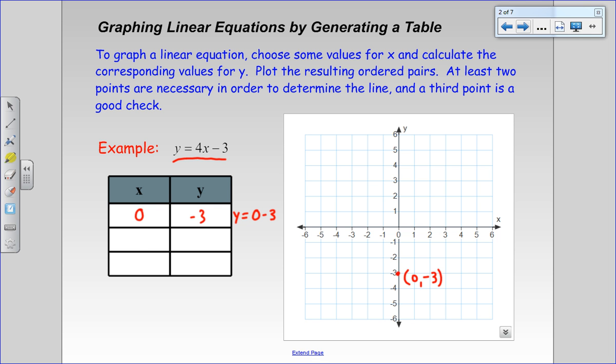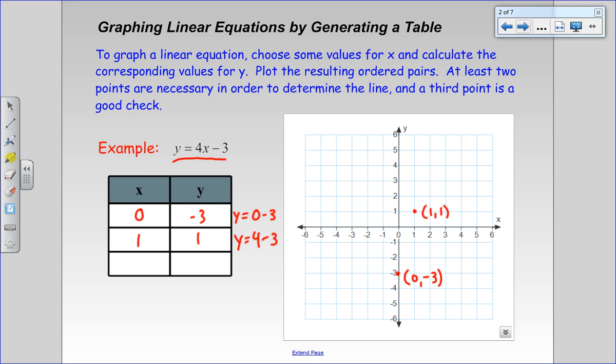Let's choose a different value for x. What about x equals 1? That leads us to the equation y equals 4 times 1, or 4, minus 3. Therefore, we see that y is 1, and the ordered pair (1, 1) is a solution of the equation. So we can plot that on our coordinate plane as well. At this point, we start to have an idea of what the line looks like. If we were to connect those 2 points with a line, we would see the graph of this equation.